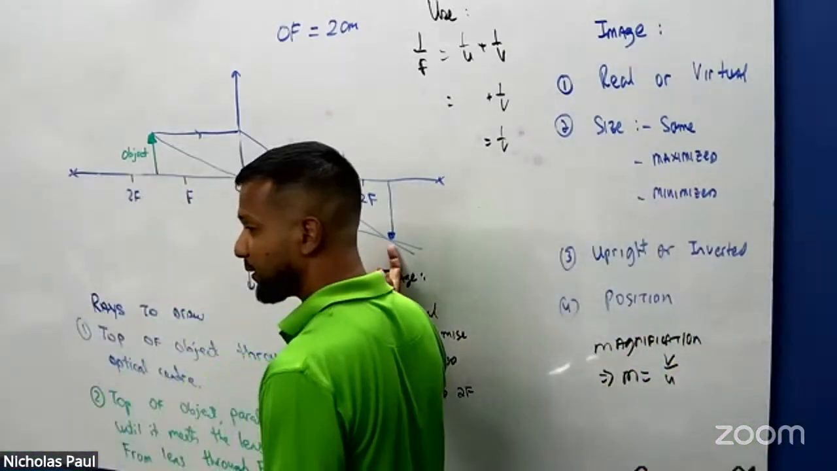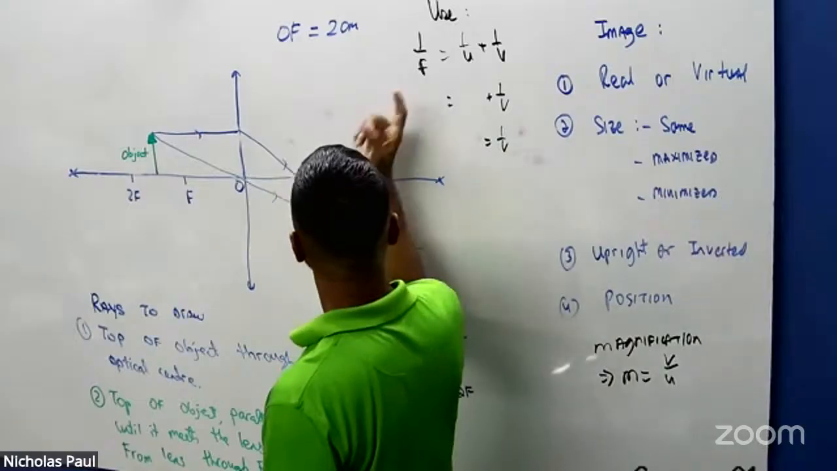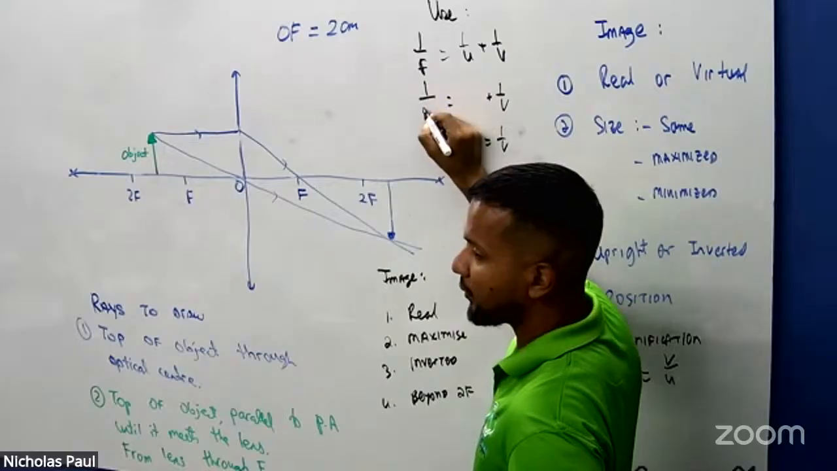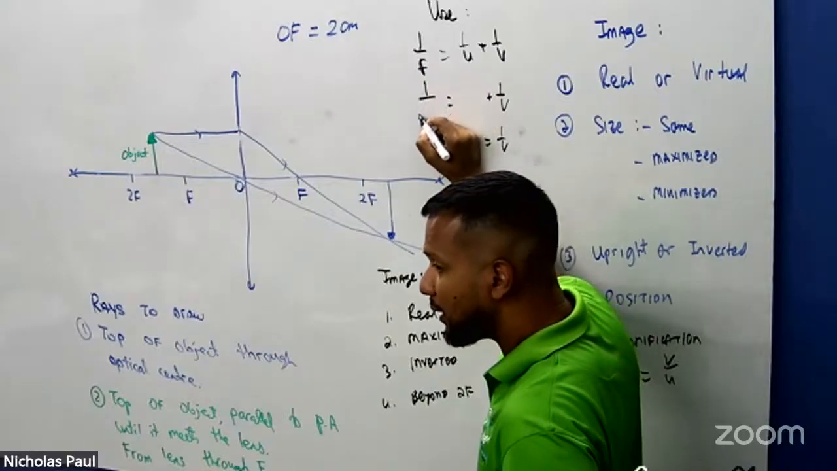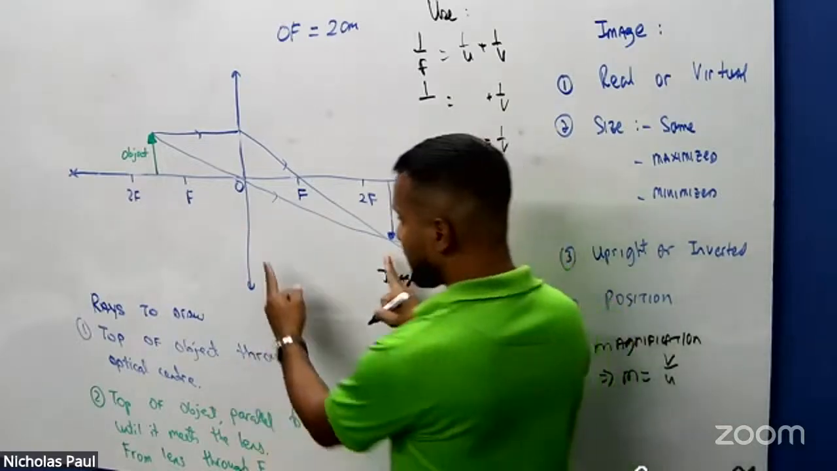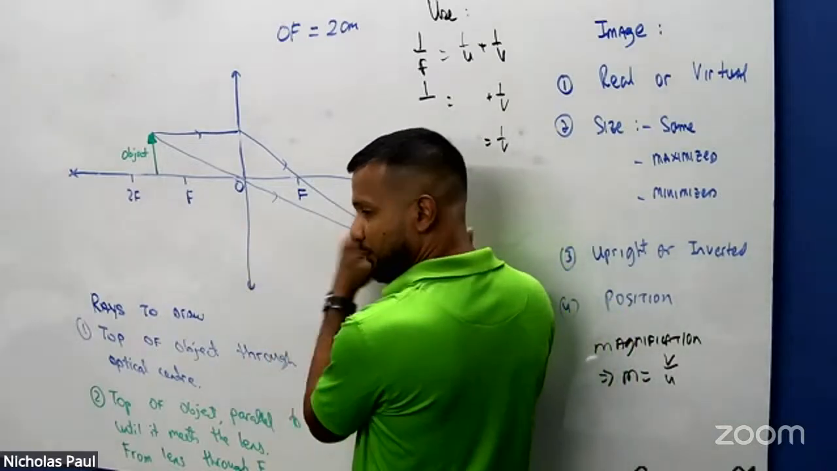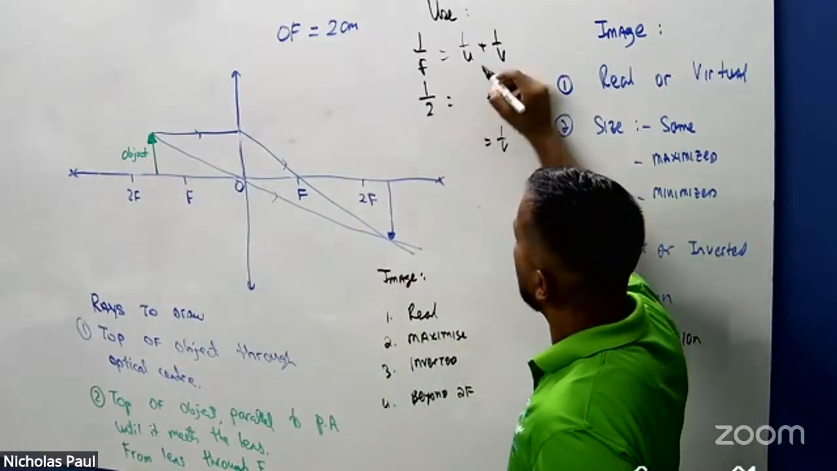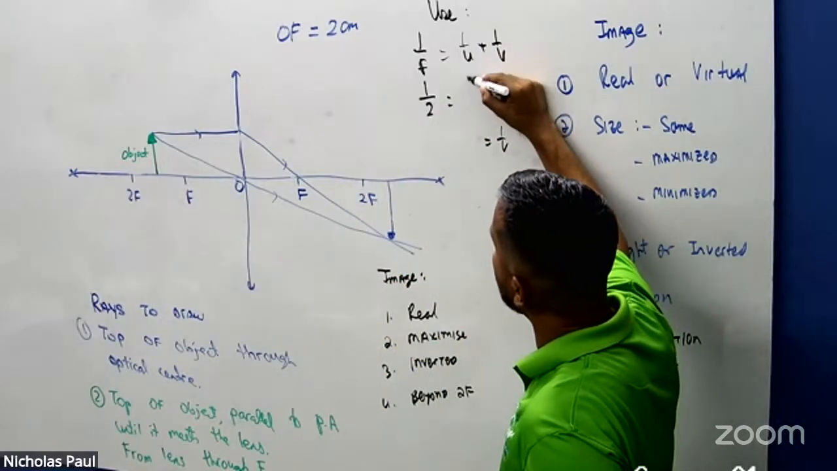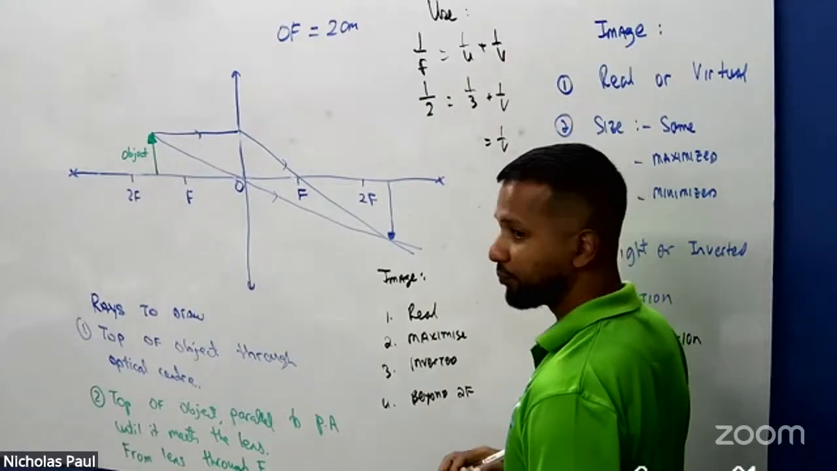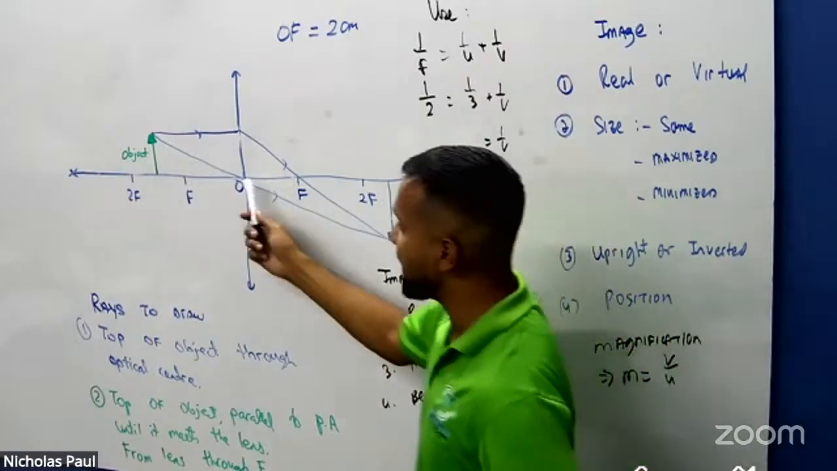So you have to work it out now. What's the focal length? You have to calculate and make sure what you got for your V is the same as what the calculator gives you. So 1 on 2, and U was 3. This is 3 centimeters away.